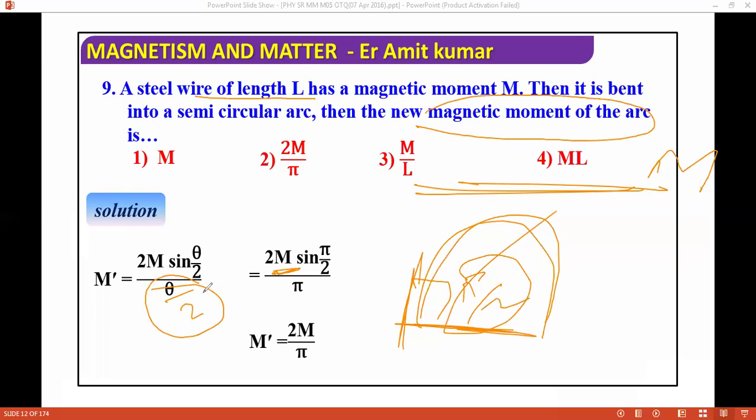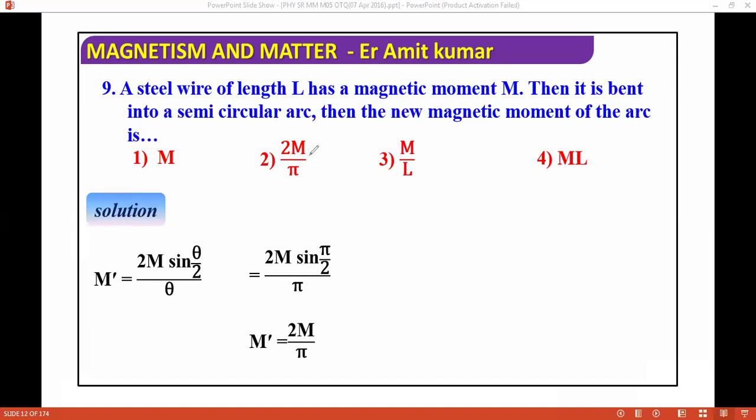And this is what we are using here. We need correction here, so leave it right now. Basically, the answer will come 2m by pi. So you need to take care of this concept in your brain. This is a very important question. If you know this, then you can do these questions. Next question, we are moving ahead.